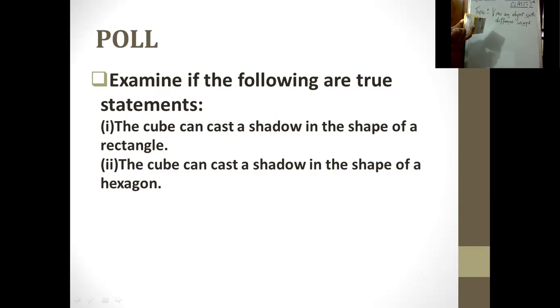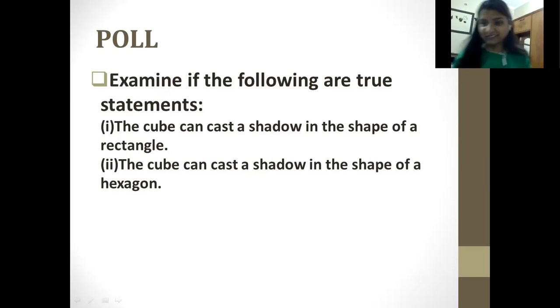So it is a hexagonal shape. I am giving you homework as well. You have to perform this at home for better understanding and good experience. It is quite an interesting activity, isn't it?